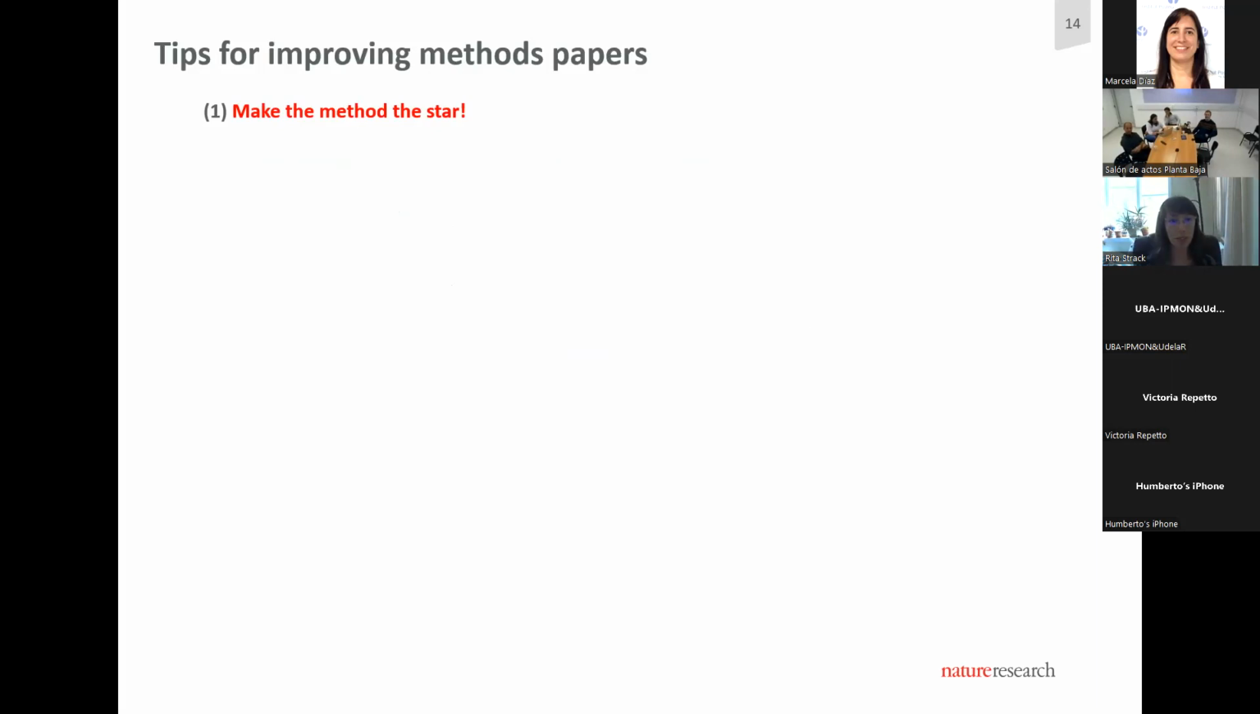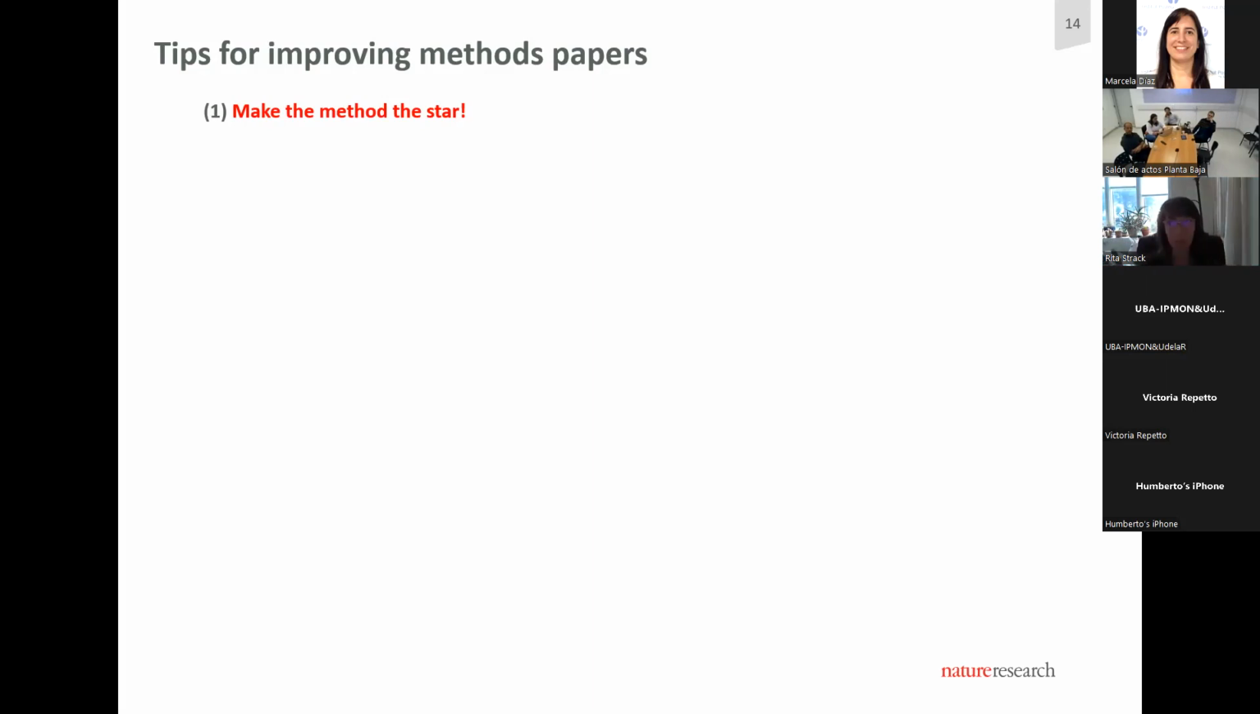Now I want to switch gears into telling you more specific tips for improving methods papers. And for this, I think a lot of it is generally applicable for methods papers, but I did put an emphasis on microscopy here for you guys. So the first thing that I cannot emphasize enough is that for a Nature Methods paper, the method is the star. The method is the result.